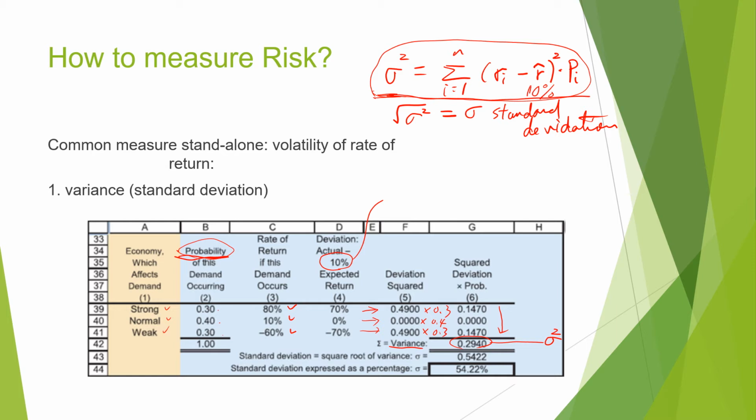Now, and then square root that number sigma square, 0.294. This is 0.5422. In other words, that's 54.22%. That's standard deviation. Okay, this is how to find standard deviation to figure out standalone risk.